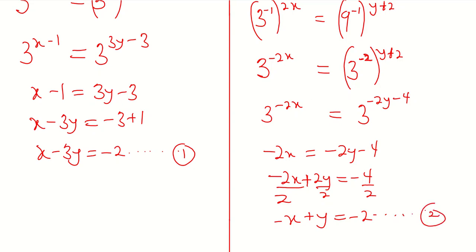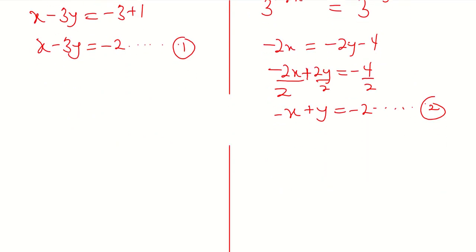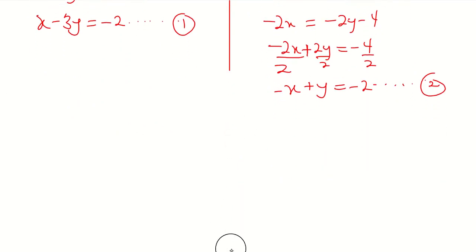Now with this idea, we solve them simultaneously by the elimination method. There are two ways of solving simultaneous equations, either by the substitution method or by the elimination method. But in this case, we are going to use the elimination method because it's the easiest and simplest one to use.